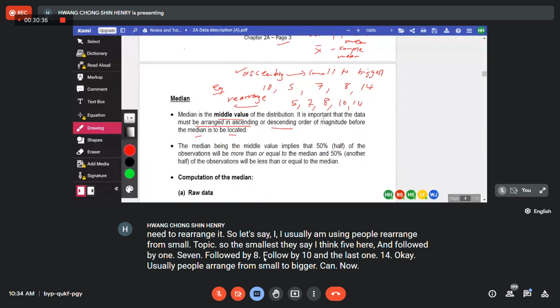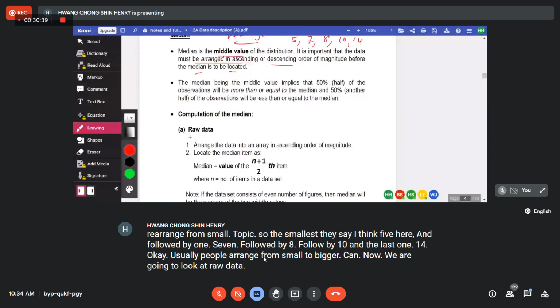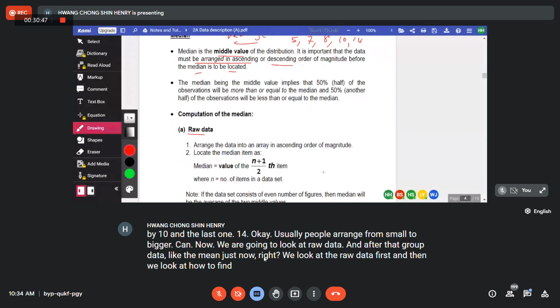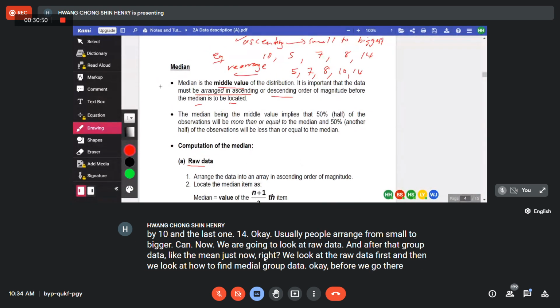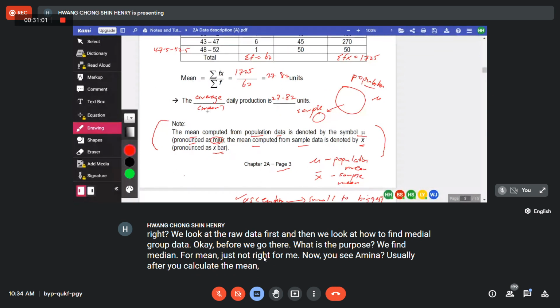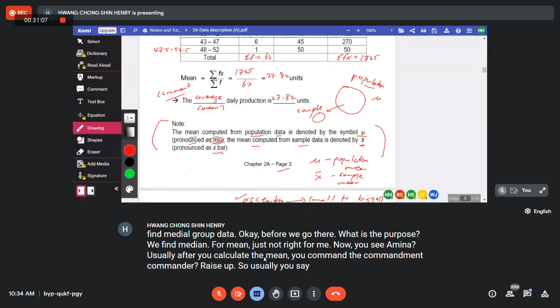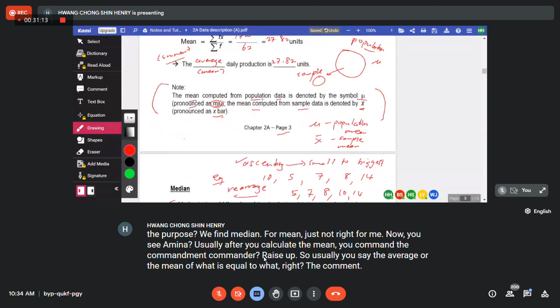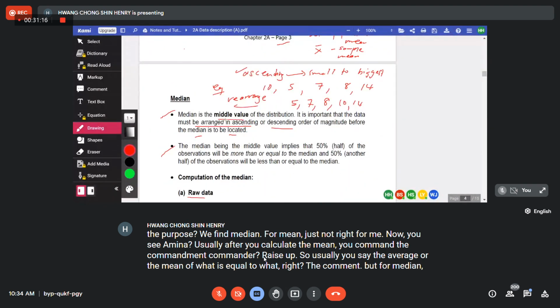Now, we are going to look at raw data, and after that, group data, like the mean just now. We look at the raw data first, and then we look at how to find the median for group data. Okay, before we go there, what is the purpose of finding the median? For the mean just now, usually after you calculate the mean, you comment on the result. So usually you say the average or the mean of what is equal to what. You comment. But for median, you find the middle value.